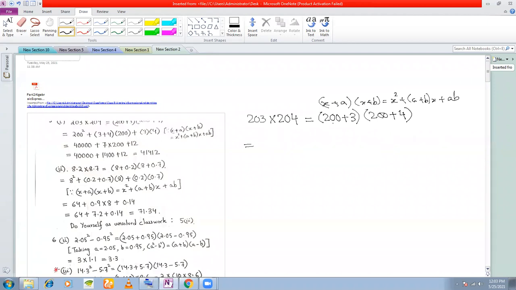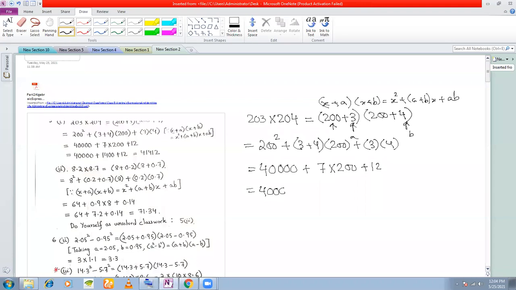So here x is this 200. So x square plus, a here is 3, b here is 4, (3 + 4) into x, x here is 200, plus ab, 3 into 4. So this becomes 40,000 plus 7 into 200 plus 12. So this becomes 40,000 plus 1400 plus 12, which you add up to get 41,412. Clear? This is how you apply this identity to multiply two numbers.